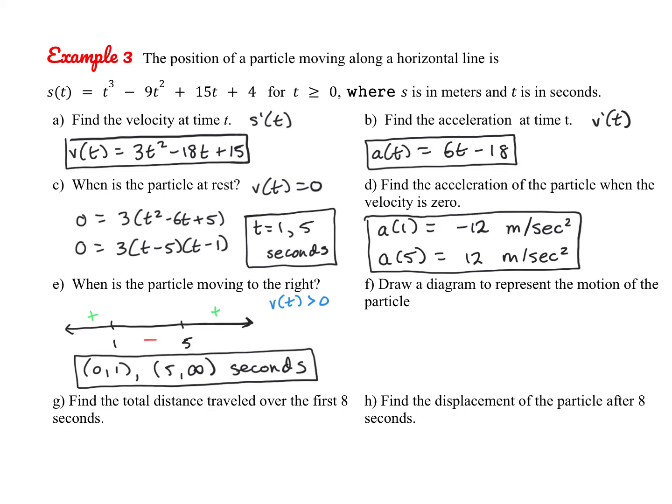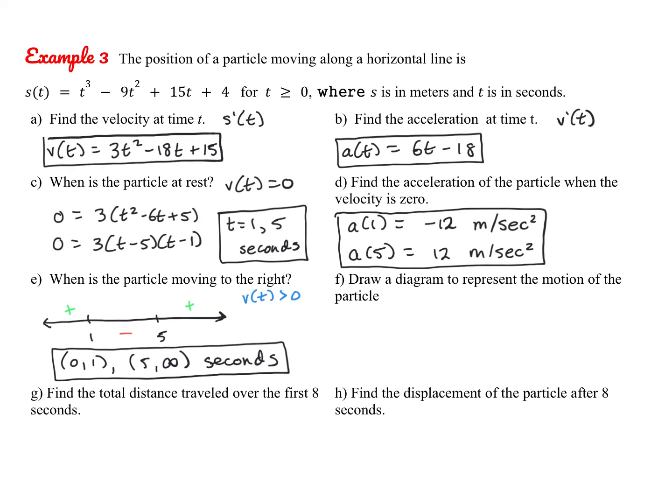All right, let's look at part F. So here, let's draw a diagram to represent the motion of this particle. So to describe the motion, we really want to know when our graph is moving right, when it's moving left, and when it's changing. So our particle is going to change direction when velocity changes from positive to negative or negative to positive. So our particle is actually changing direction 2 times, when t is equal to 1 and when t is equal to 5. So there's really 3 critical moments in time that we would like to know the positions of.